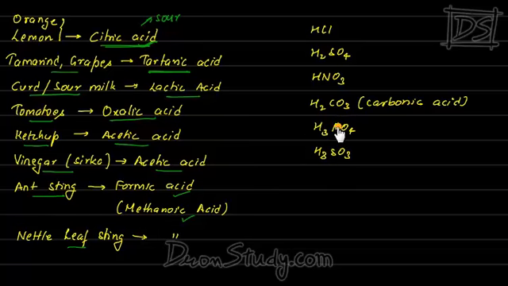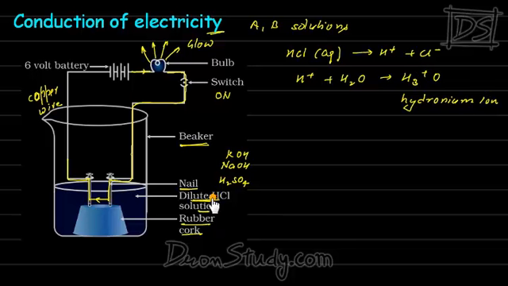Why does it conduct? That also you know. If we talk about HCl, we have HCl solution, meaning HCl in aqueous form. It makes hydrogen ion plus chloride ion. This hydrogen ion, we know, gets converted to hydronium ion. So this means that in this solution of dilute HCl, we basically have hydronium ion and chloride ion. These ions can move in a solution. And because of their movement, electricity is conducted.